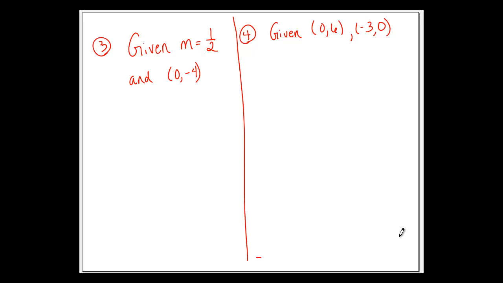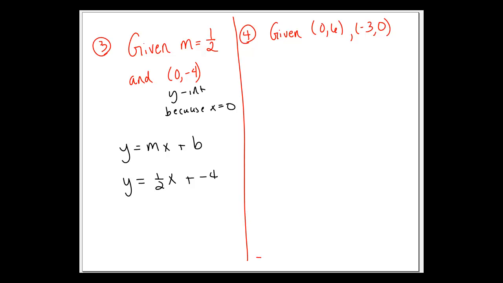Okay, in examples 3 and 4, we're still looking to write these in slope-intercept form. In example 3, you're given the slope and a point, but the point just happens to be the y-intercept because x equals 0. So we can go straight into our slope-intercept form, y equals mx plus b, by plugging in the slope, which is 1/2 x, plus b, which is negative 4. You can rewrite that if you want as y equals 1/2 x minus 4.